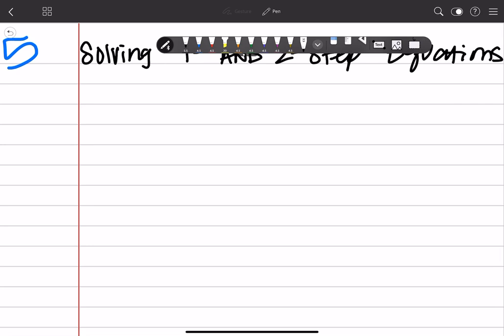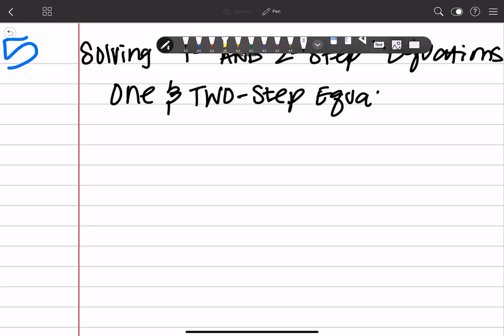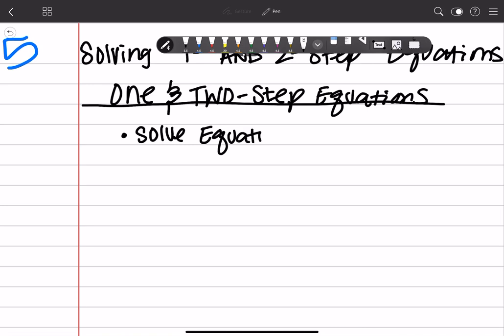All right, so your first thing that we're going to do is title it. We're going to section it off. So I'm going to do easy 1 and 2 step equations first. These are light work for most of you, but they have the same steps. So your first goal when you're doing this is to solve equations by applying the inverse operation.